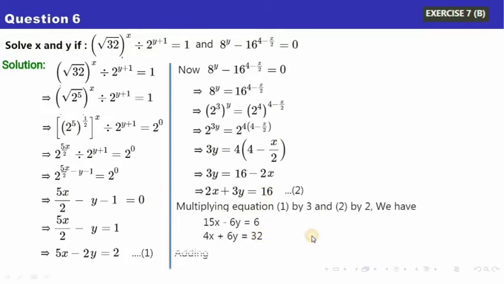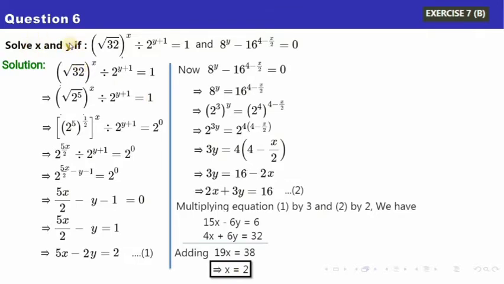Okay, now let me add them. If I add, you see there is minus 6y, here we have plus 6y, so they will get cancelled. So we have 15x plus 4x gives you 19x, and 6 plus 32 is 38. So bring this 19 to the denominator. So 38 divided by 19 will be 2. So that's why the value of x is 2. So we got the value of x.